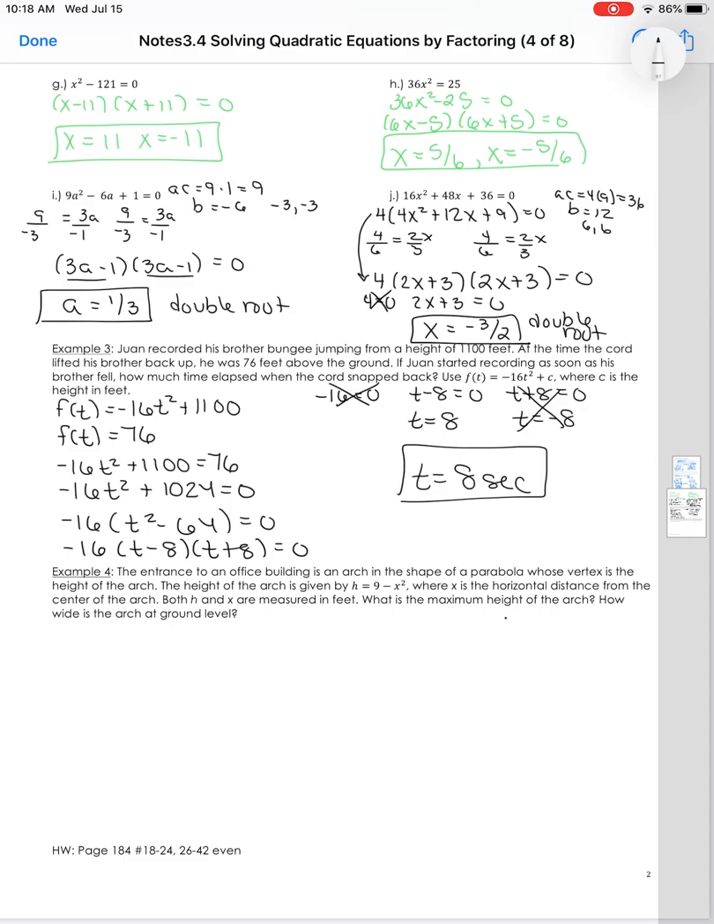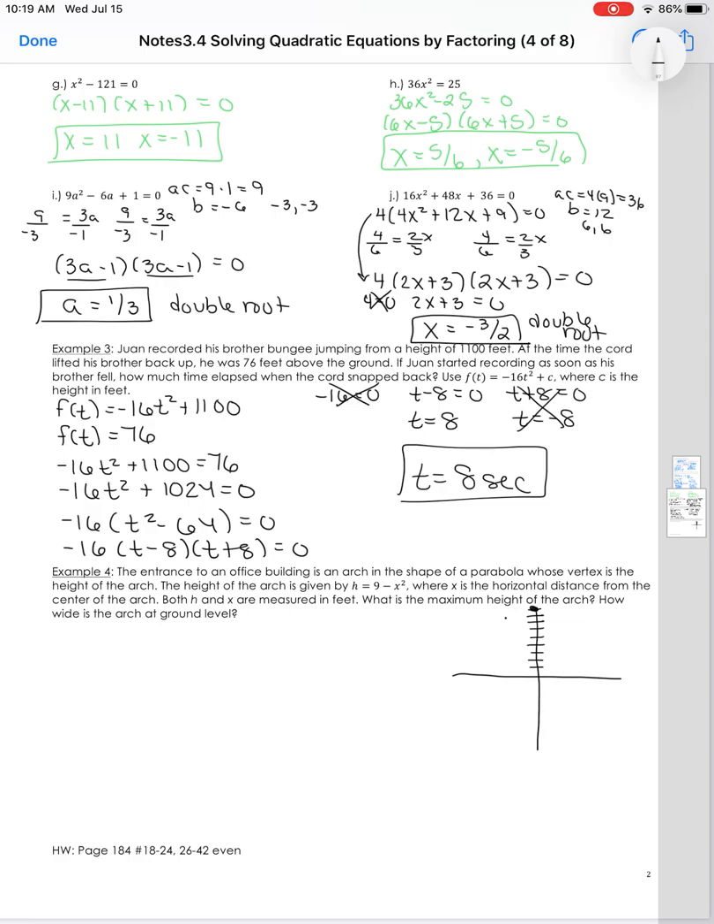All right, last one here. It says an entrance to an office building is in the shape of a parabola. The vertex is the height. The height of the arch is given by h equals 9 minus x squared, where x is the horizontal distance from the center of the arch. Both h and x are measured in feet.